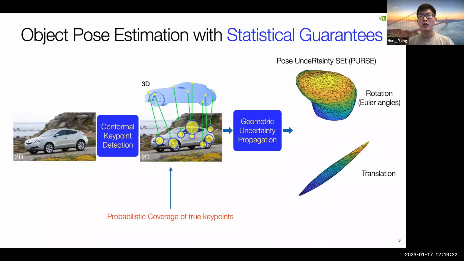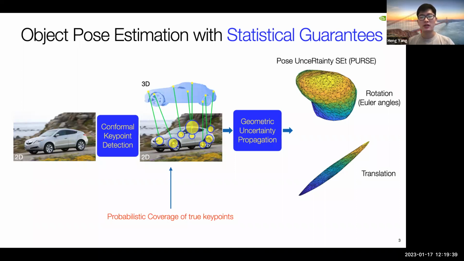Specifically, for one of these examples, we were able to plot these uncertainty sets of the rotation and translation. You can see that if you plot the rotation uncertainty set in terms of the Euler angles, it's going to look like some 3D shape that's probably a potato in this picture.